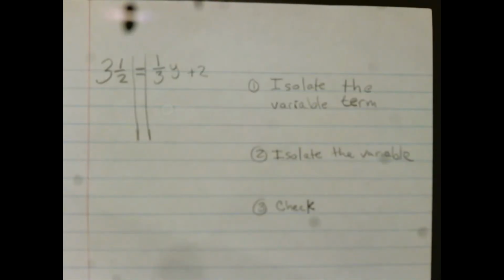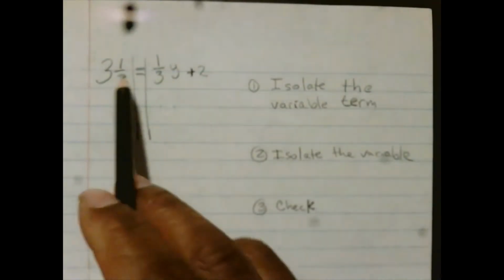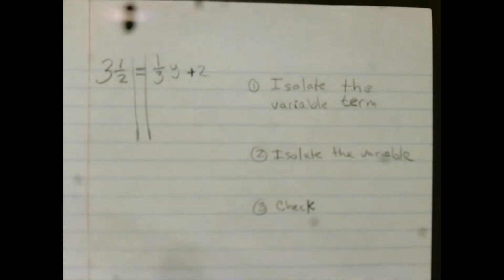Let's give this last one a try. It's got a little bit more meat to it, so see how it works for you. All right. 1/3 of y, or 1/3 times y plus 2, is equal to 3 1/2. Or 3 1/2 is equal to 1/3 times y plus 2. Remember, everything works exactly the same. Fractions don't change the process. They only change the arithmetic.